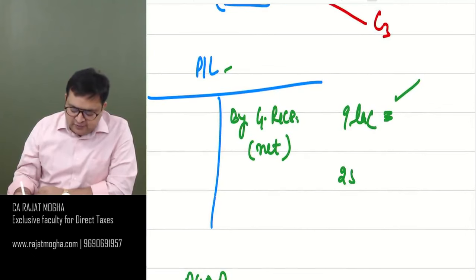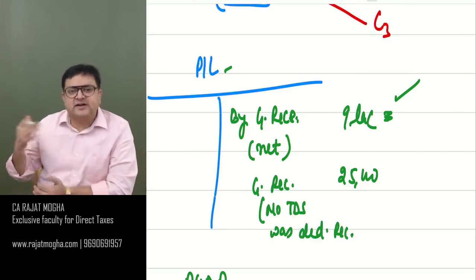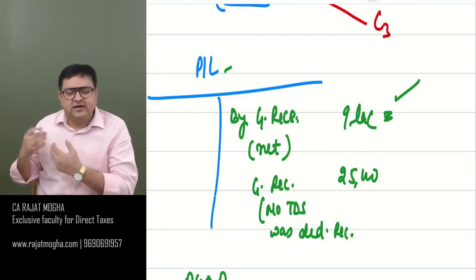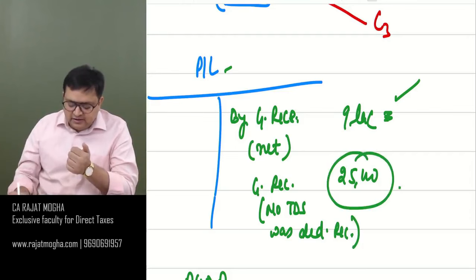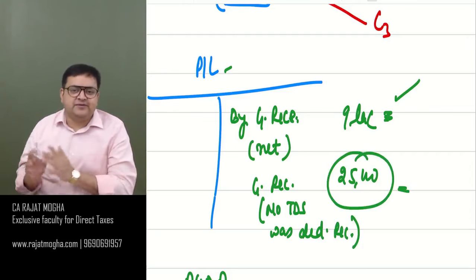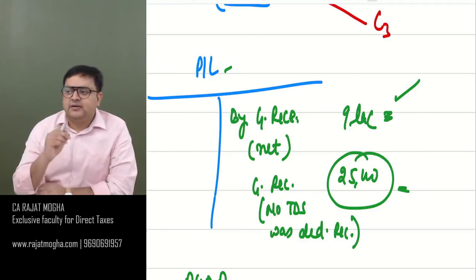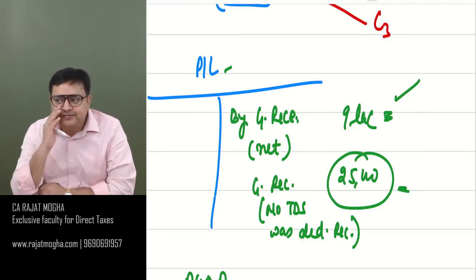So we have written 25,000 rupees gross receipts, and on this, no TDS was deducted. No TDS was deducted on this receipt, because for us, for a CA, it is a receipt. Guys, tell me, will you make any adjustment, or is this 25,000 rupees perfectly fine? That person has not deducted any TDS.